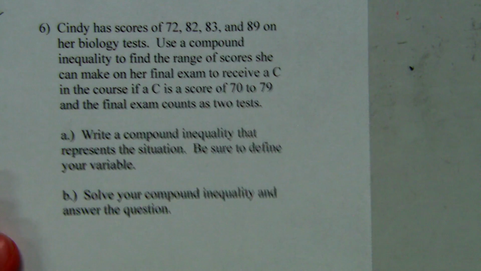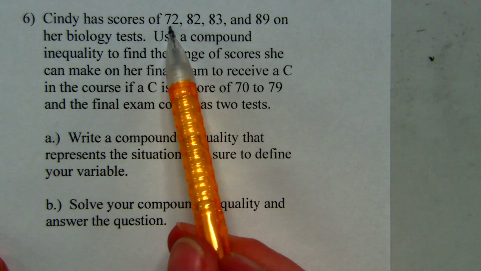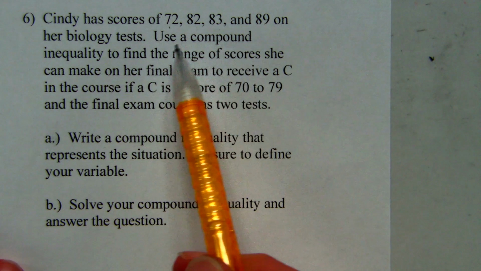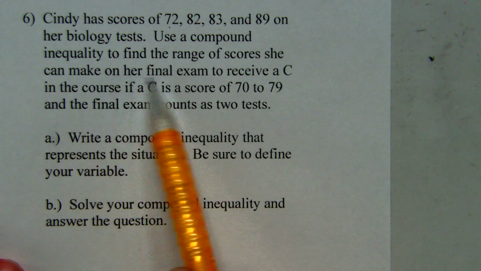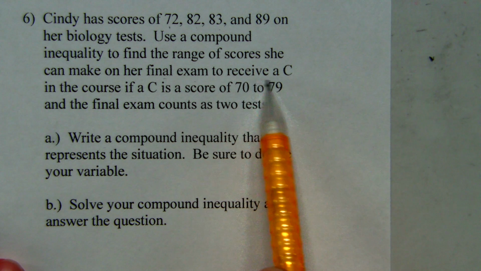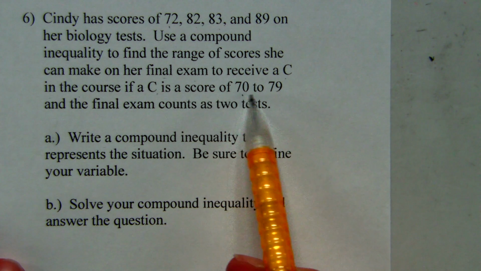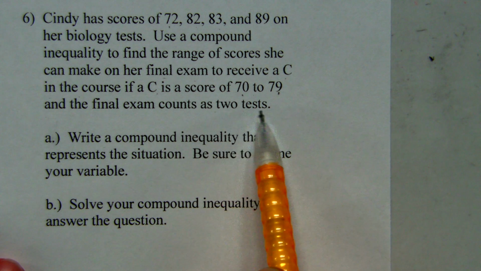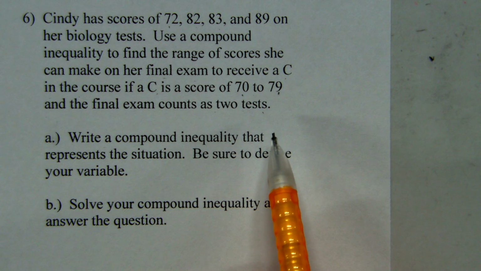Let's look at number 6. It says Cindy has scores of 72, 82, 83, and 89 on her biology tests. Use a compound inequality to find the range of scores she can make on her final exam to receive a C in the course if a C is a score of 70 to 79, and the final exam counts as 2 tests. So this is a little bit tricky.